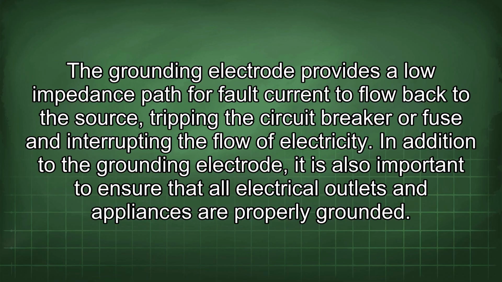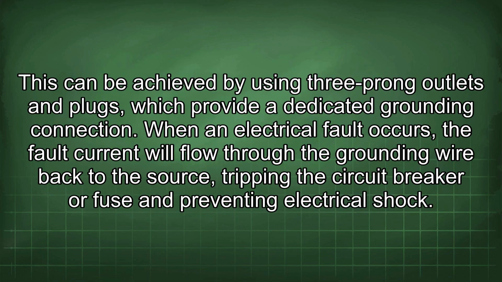In addition to the grounding electrode, it is also important to ensure that all electrical outlets and appliances are properly grounded. This can be achieved by using 3-prong outlets and plugs, which provide a dedicated grounding connection. When an electrical fault occurs, the fault current will flow through the grounding wire back to the source, tripping the circuit breaker or fuse and preventing electrical shock.